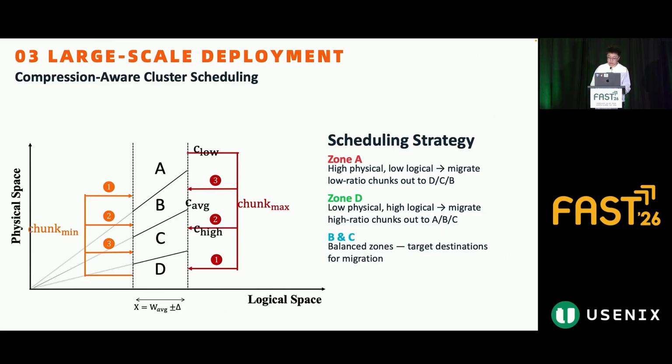Our solution is as shown in this figure. We plot each storage node with logical space on the horizontal axis and physical space on the vertical axis. This divides nodes into 4 zones. Zone A has plenty of physical space but limited logical space. These are high ratio nodes. We migrate low ratio chunks out to relieve the logical pressure. By rebalancing chunks based on their compression ratio, we make sure both logical and physical space are used efficiently across the cluster.